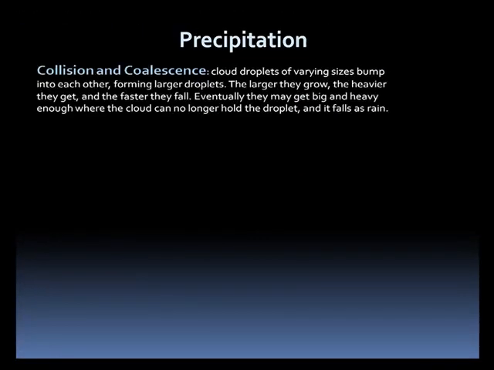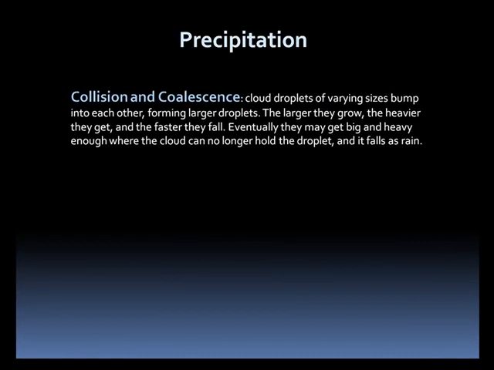There are a couple of ways that precipitation develops. One is collision and coalescence. Essentially, in this process, cloud droplets bump into each other, becoming bigger and heavier, eventually becoming too heavy to stay aloft, so they fall to the ground as precipitation.